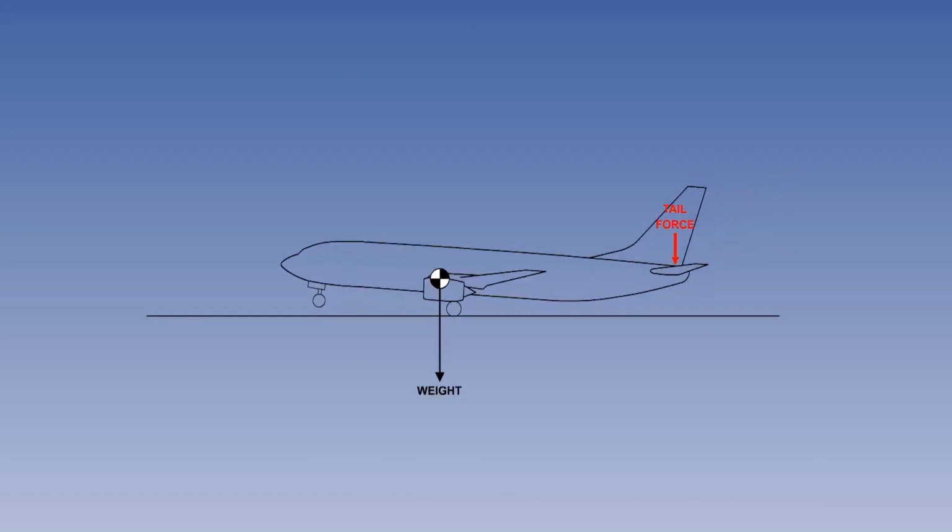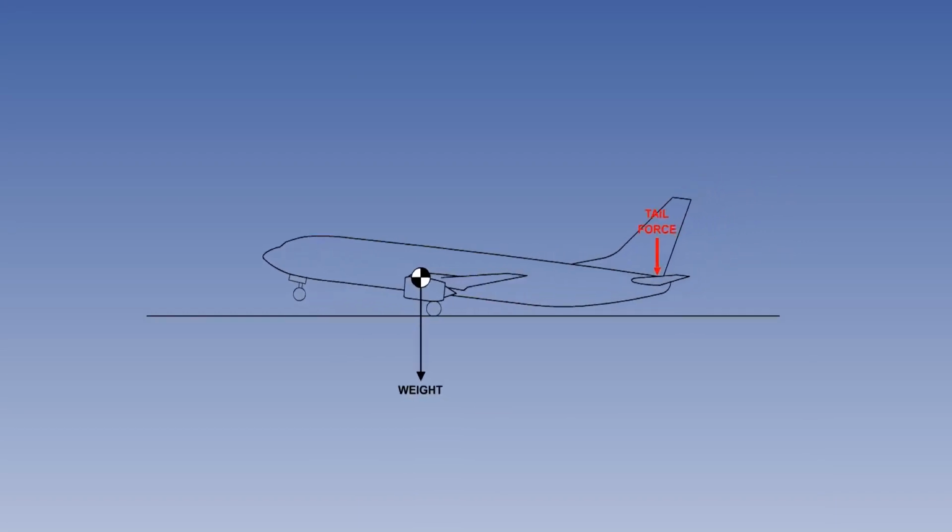At takeoff, the aeroplane must have enough elevator control power to be rotated to the takeoff attitude. Anything that increases the nose-down pitching moment will increase the amount of elevator deflection required for the same pitch attitude. For example, if the CG is further forward, or the rolling resistance is increased by, for instance, runway contamination.